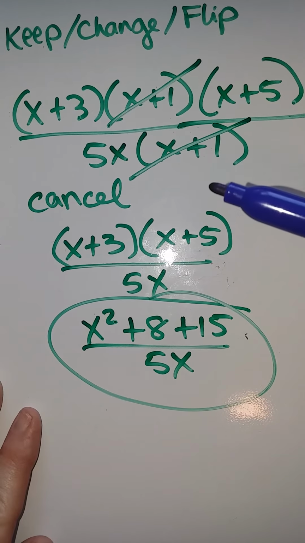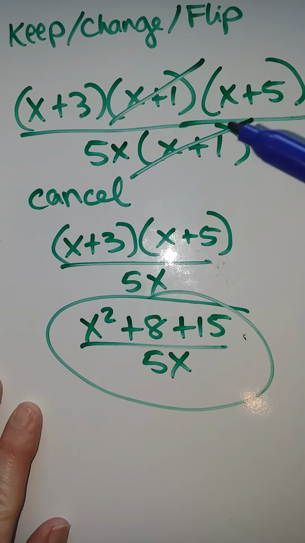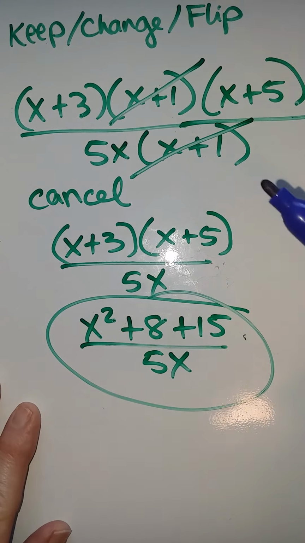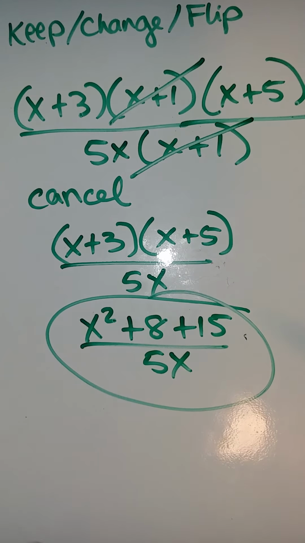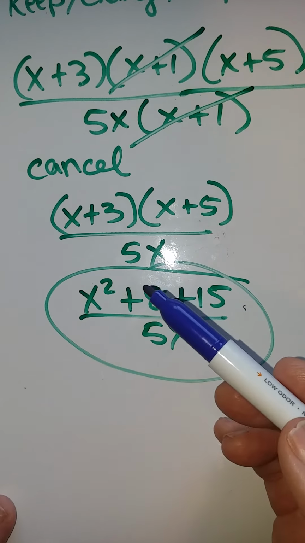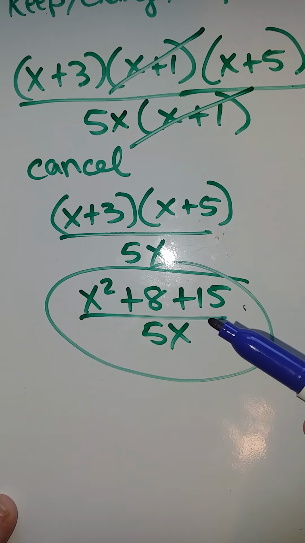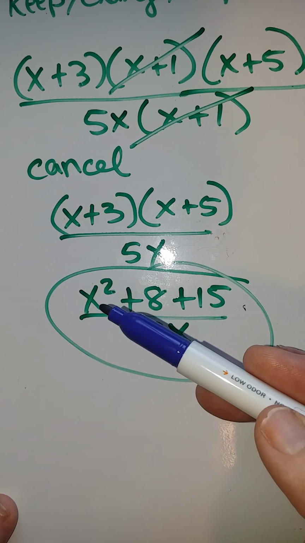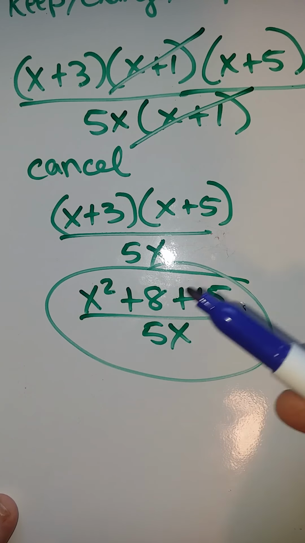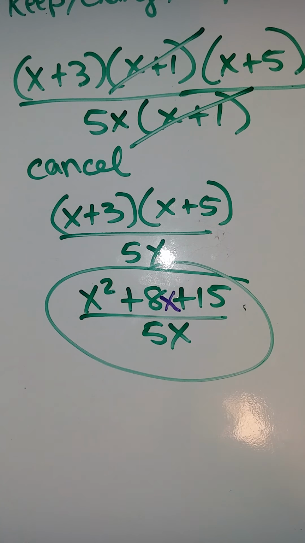Now it's time for us to simplify and cancel. We are able to cancel out x plus 1 from both the numerator and the denominator. And we're left with x plus 3 times x plus 5. So for a completed answer in this circumstance, we FOIL it again, and we end up with x squared plus 8x plus 15 over 5x, and that's the final answer. Hope that helps.